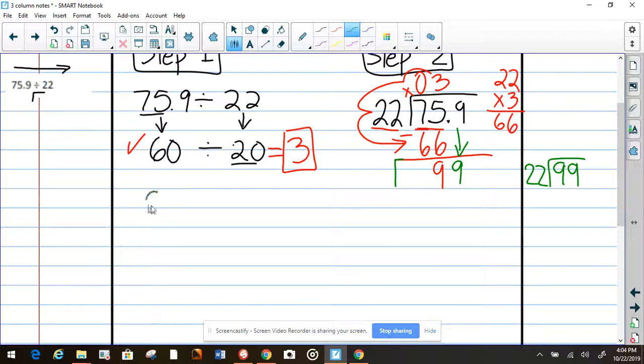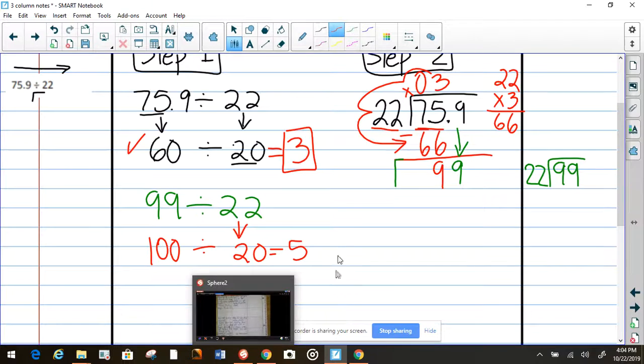Because we now have 99 divided by 22, we're going to round again to help us. So this rounds to 20 and 90. If you pay attention, we rounded down, so we can probably round this to 100. It's really close to 100. Let us see if that works. So we know that 20 goes into 100 5 times.